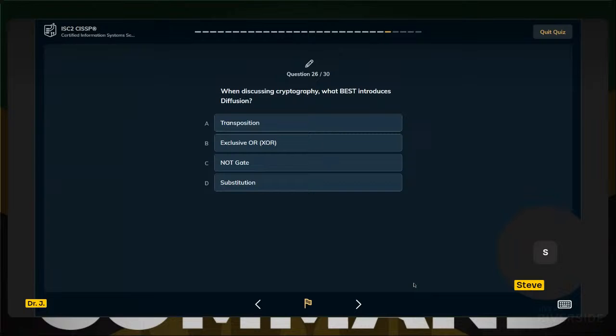All right. When discussing cryptography, what best introduces diffusion? Oh, diffusion. Will it be exclusive or? Hold on. It's either transposition or substitution. I think it's transposition. That means it shifts the position of the bits. Substitution is like the Caesar cipher where it's a one-for-one swap according to a key or something. So I'll go with A.